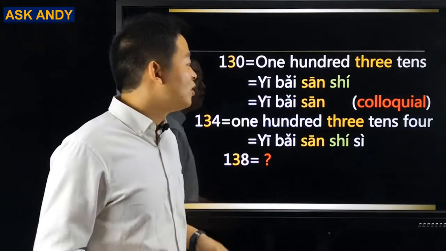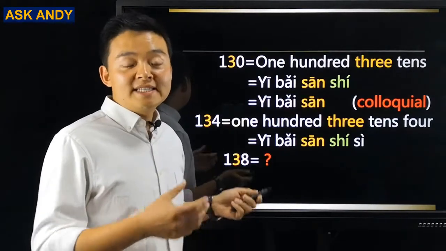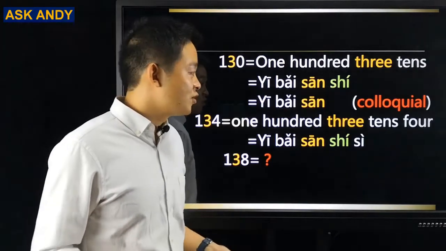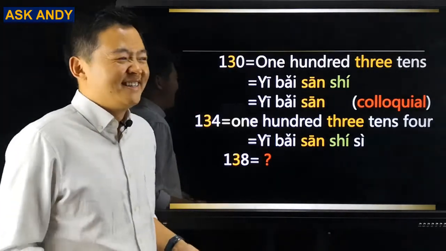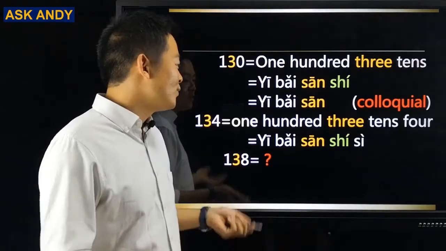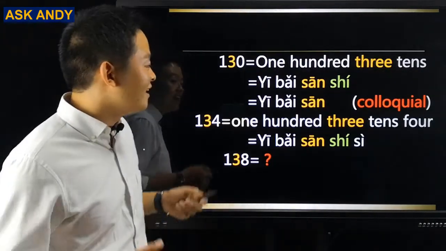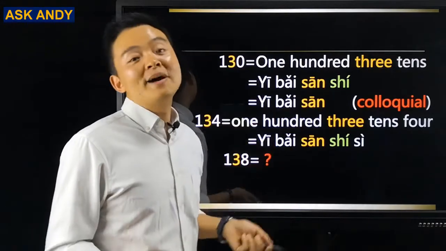But the formal one would be 130. So for the colloquial one, the lazy one, we can omit the 10. So that will be 130. And I recommend you to read 130.